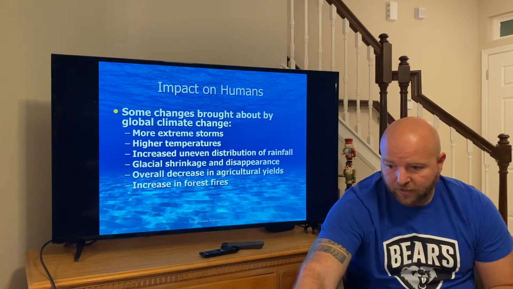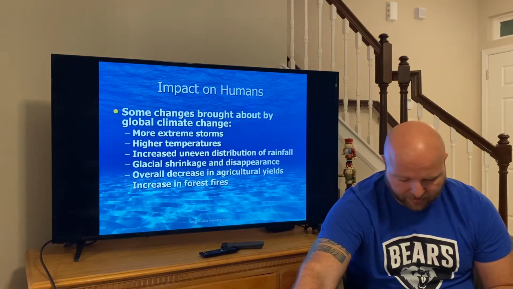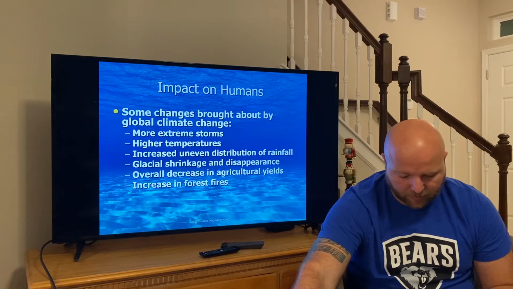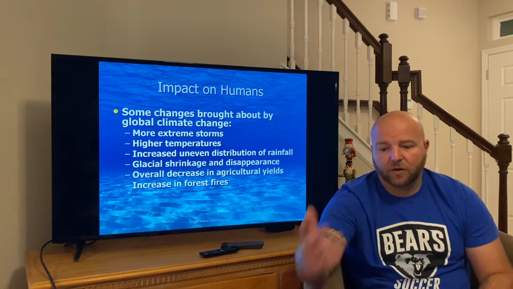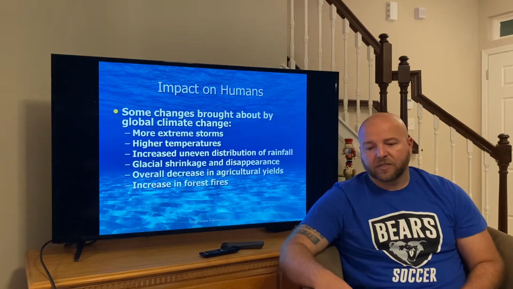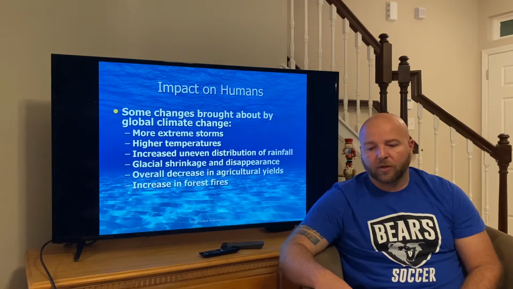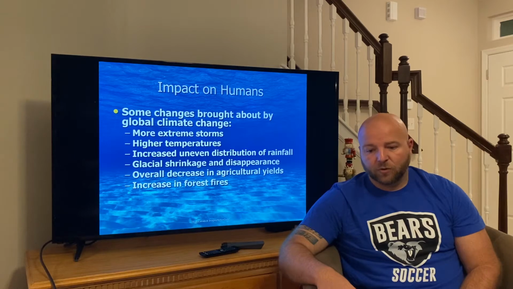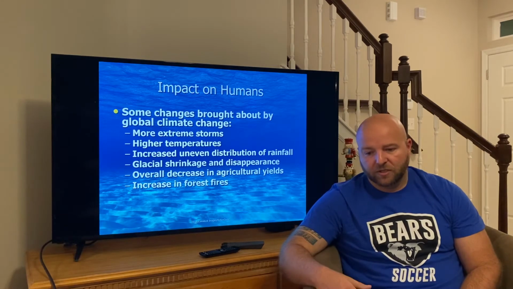Let's go ahead and keep this in that same box, in that climate change box, and then we'll have a separate box for impact on marine life. So we want to go ahead and get all this down. Some changes brought about by global climate change may include more extreme storms, higher temperatures, increased uneven distribution of rainfall, glacial shrinkage and disappearance. Our glaciers are melting.